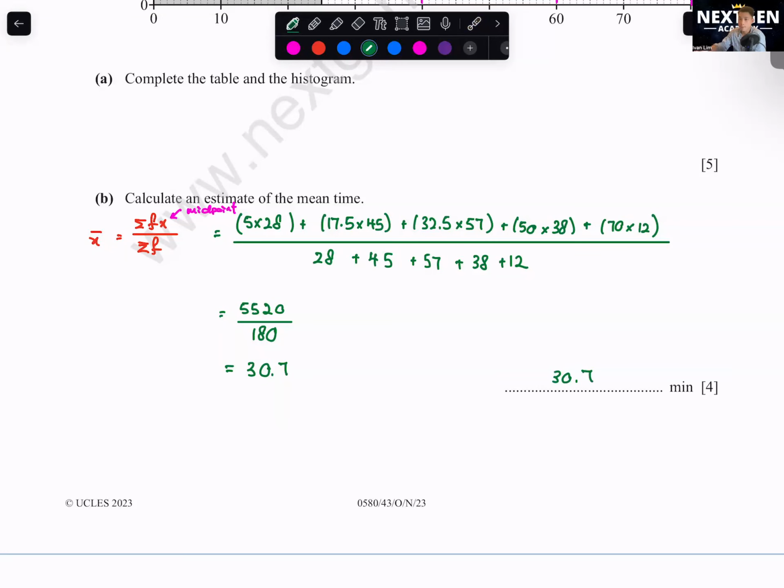30.7. Yeah. Try your best to follow as close as you can to the mark scheme. Okay, let's go next one.